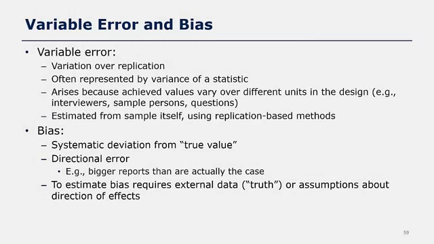Then we have the bias. That's the concept of a deviation from the true value. So that can be directional, right? It can be that people systematically underreport their age. Now, a friend of mine just turned 7. She's probably more likely to overreport her age.